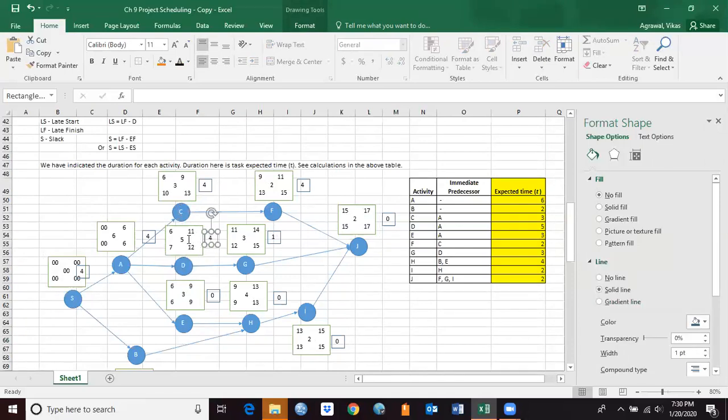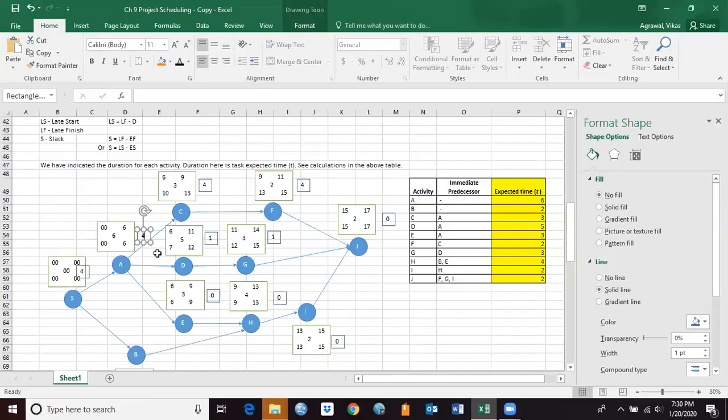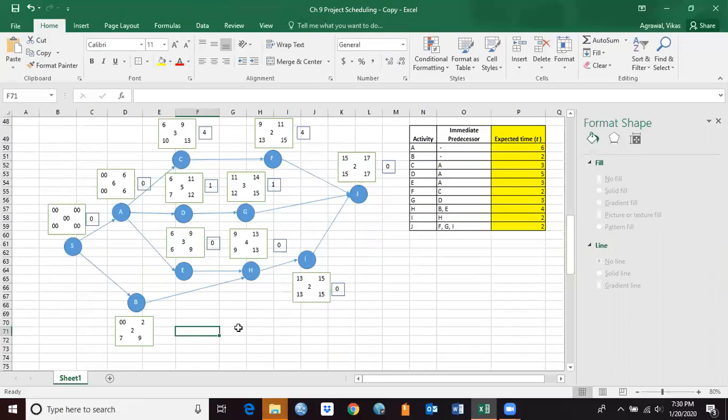And 12 minus 11, or 7 minus 6 is 1 here. Okay, and this is going to be 6 minus 6, or 0 minus 0 is 0 here. So here also we're gonna have slack of 0. Okay, and we need one more. Let's put it here.